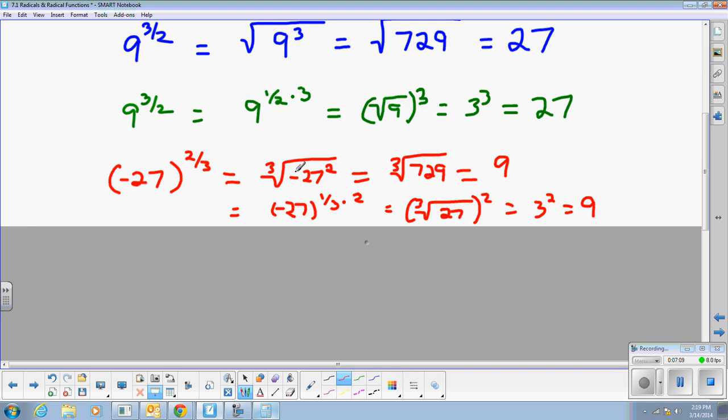So I can do it either way. Just pick the method that works best for you. I will try to do some of each as we go through here, but you pick the one that works best for you.